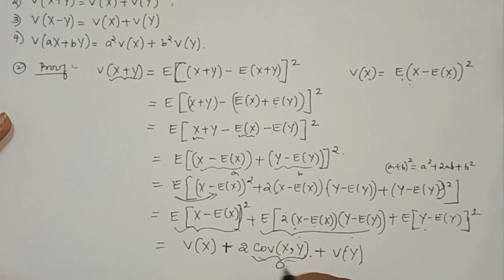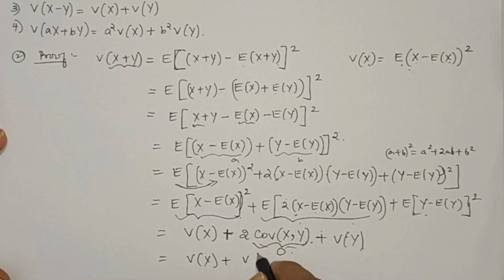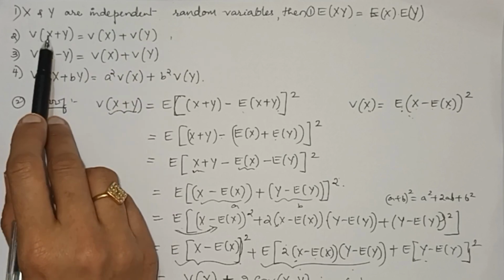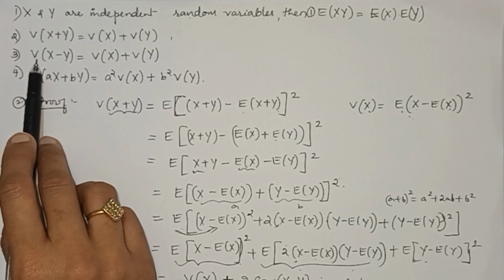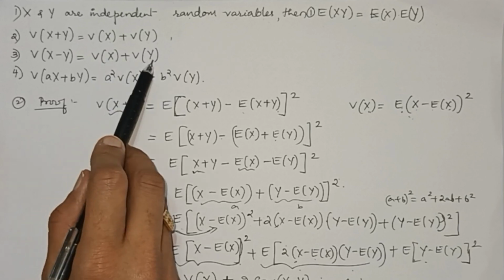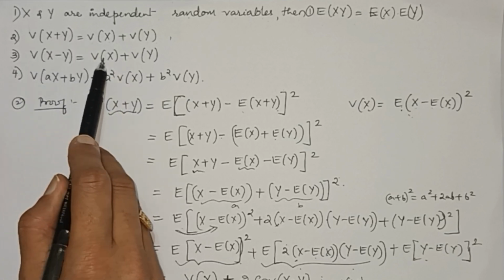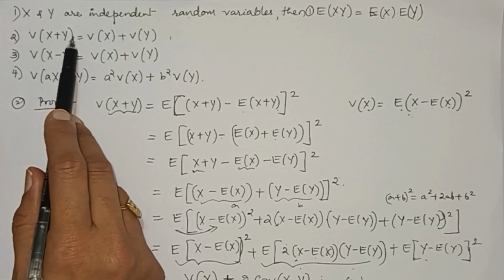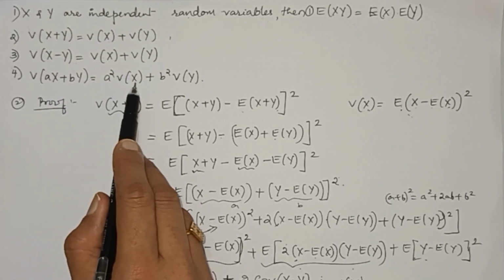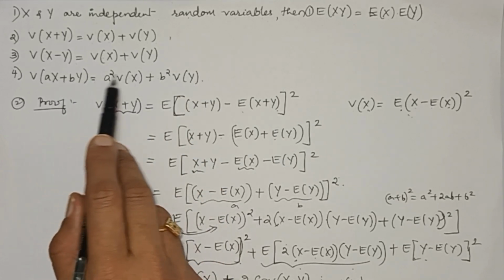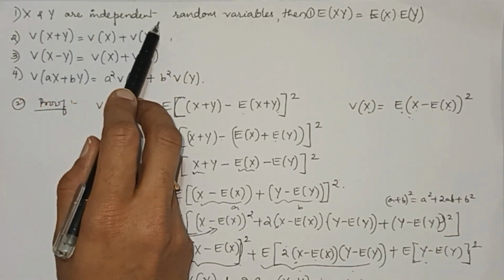Variance of y. As the covariance is equal to 0, because x and y are independent random variables, this is equal to V of x plus V of y. So for independent random variables, V of x plus y is equal to V of x plus V of y. In the same way, you can prove for independent random variables V of x minus y equal to V of x plus V of y. Remember, for V of x minus y, it is not minus here, it is again plus. That means variance of x plus y is the same as variance of x minus y. And the last one, V of ax plus by equals a square into V of x plus b square into V of y. You can prove it in the same way using the properties of variance. All these hold only when x and y are independent random variables.